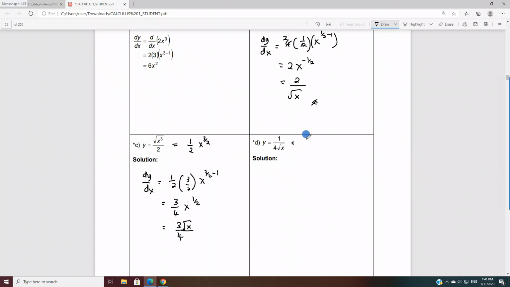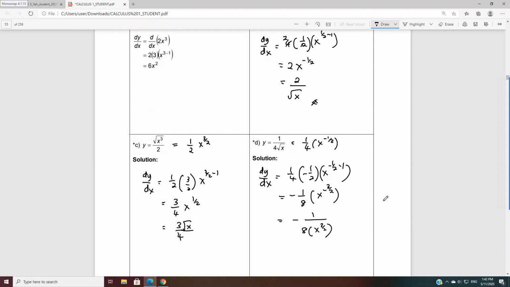Okay, yang ni 1 over 4 x to the power of negative 1 over 2. Kan, so dy dx equals to 1 over 4. Lepas tu negatif 1 per 2 x tolak 1 kan. Okay, so dapat apa ni? Negative 1 over 8 x to the power of negative 3 over 2. So dapatlah negative 1 over 8 x to the power of 3 over 2.